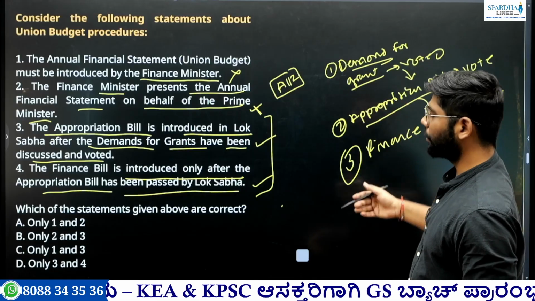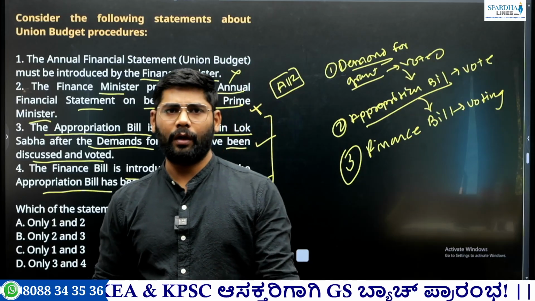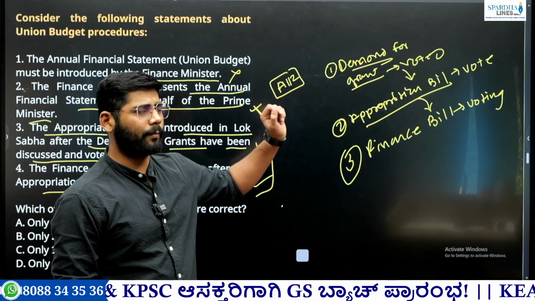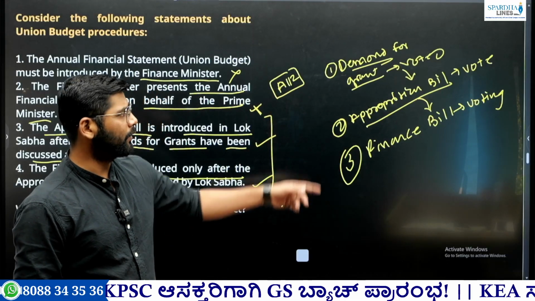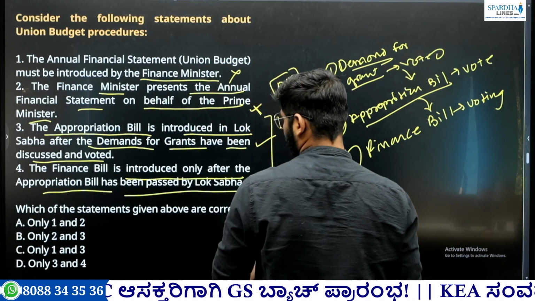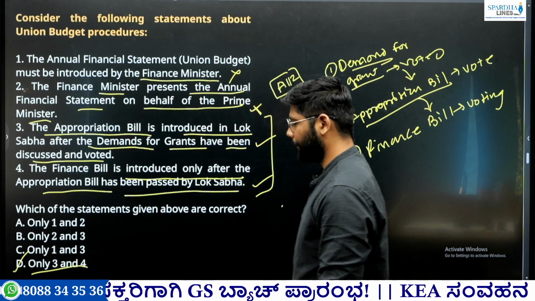But when it comes to introduction, the finance bill and the appropriation bills will be introduced along with the annual financial statement. Okay, so these will be introduced on the 1st of February itself. But when it comes to voting, they need to go in this particular sequence. So the third and fourth are correct. Correct option is D. Only 3 and 4 are correct here.